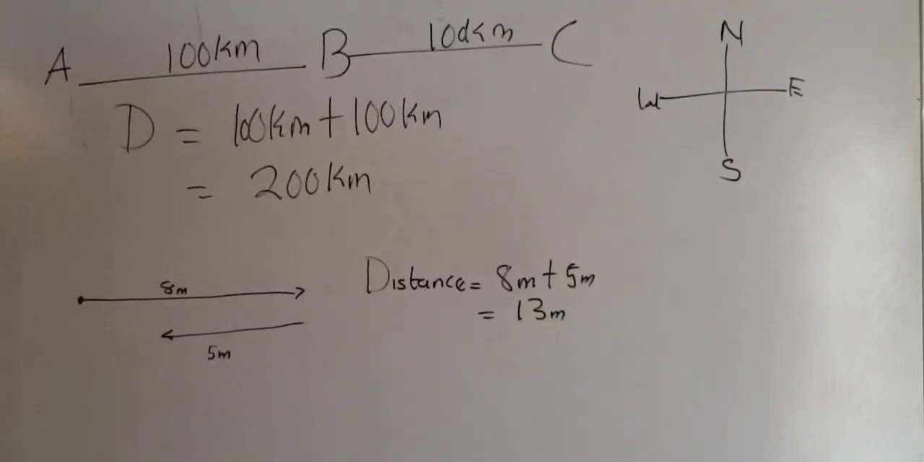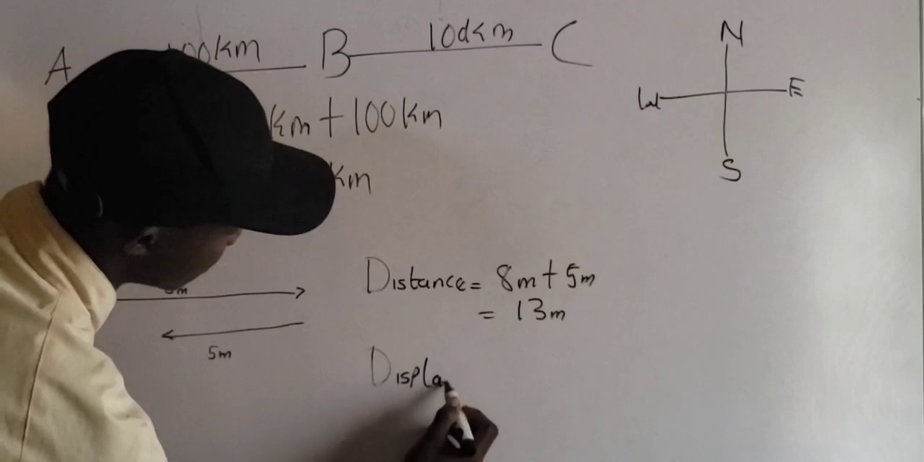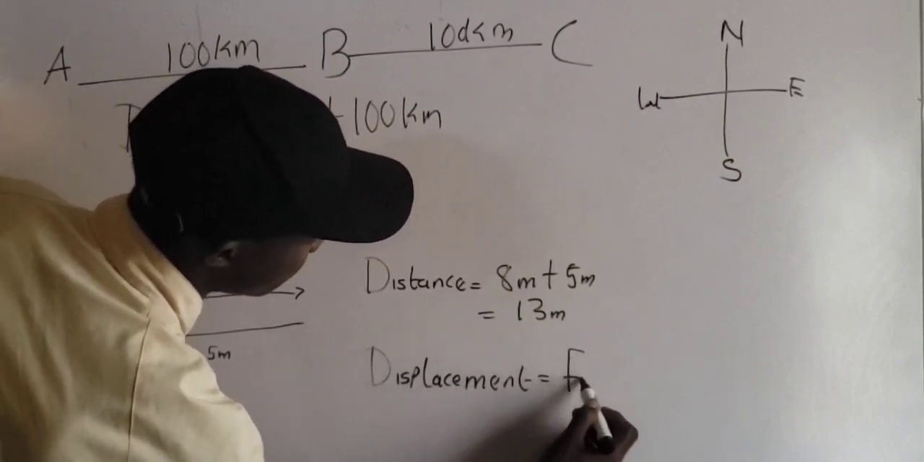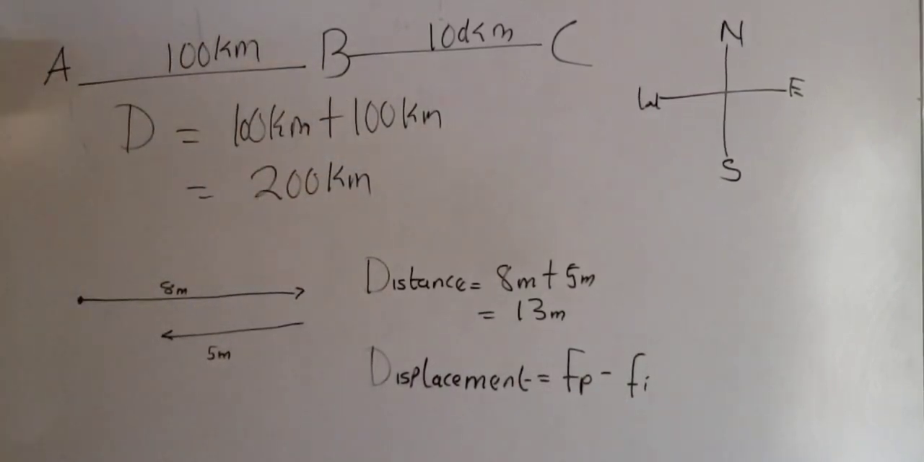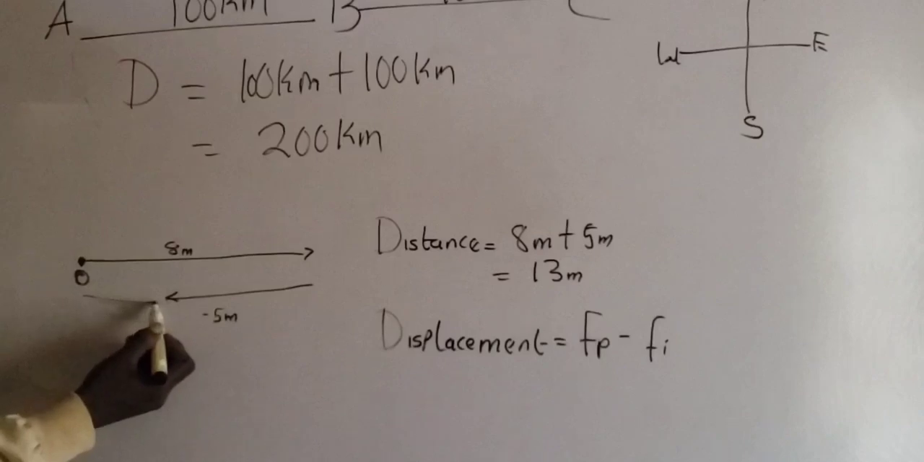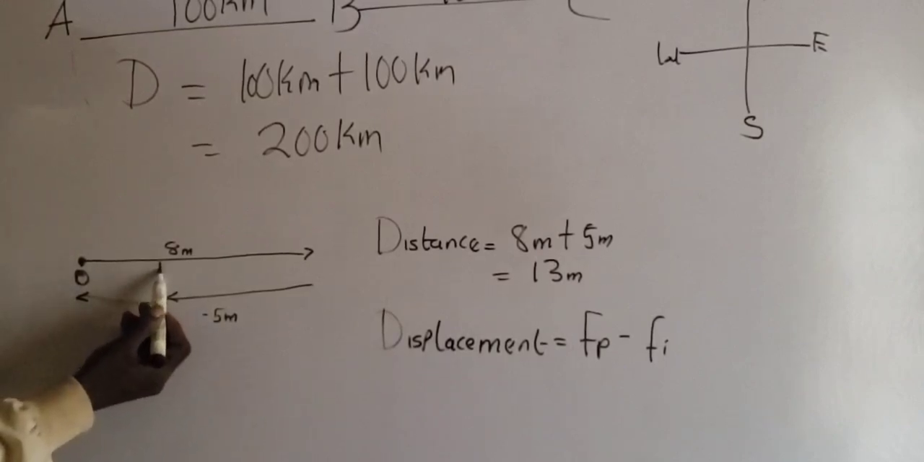The displacement cannot be 13 because the displacement tells us the shortest distance traveled by the object. The displacement can be calculated using this formula: displacement is equal to the final position minus the initial position. That is the final position of the boy minus the initial position. The distance between here and here is the displacement of the boy.